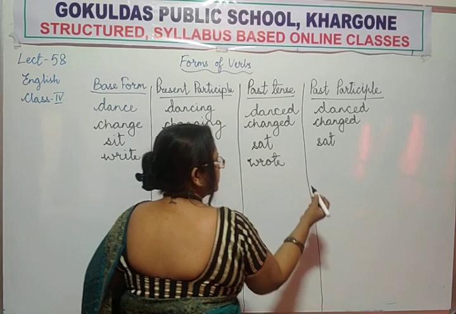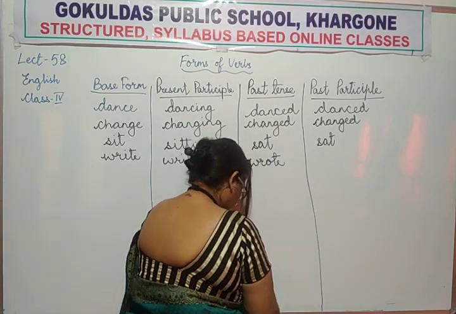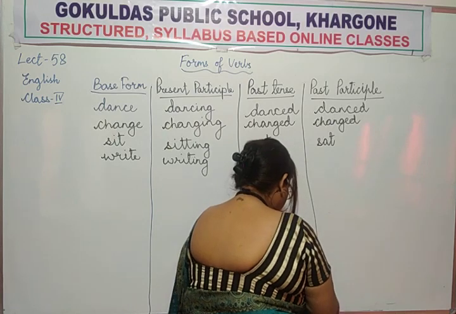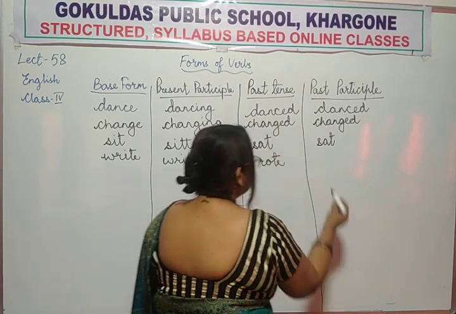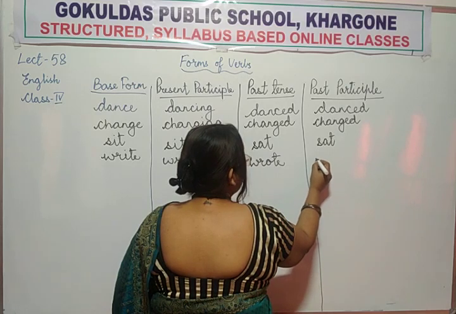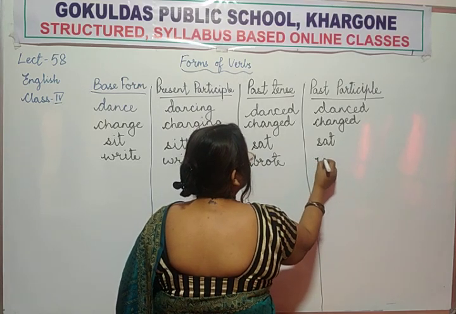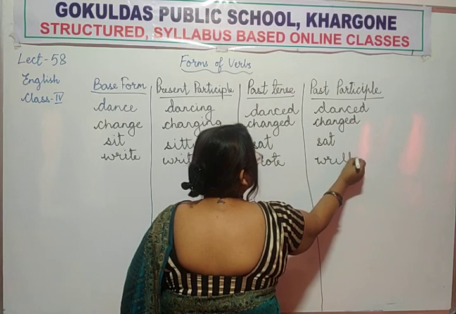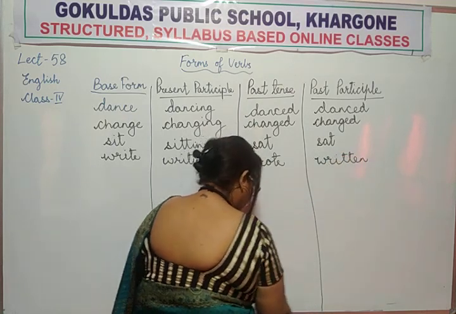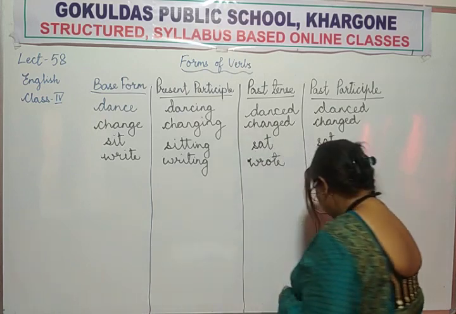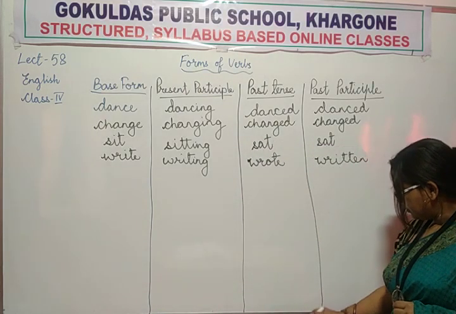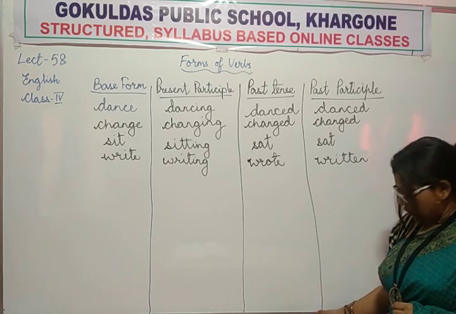Here what do we write? Written. Okay? So the past participle is written. Right? So you understood?